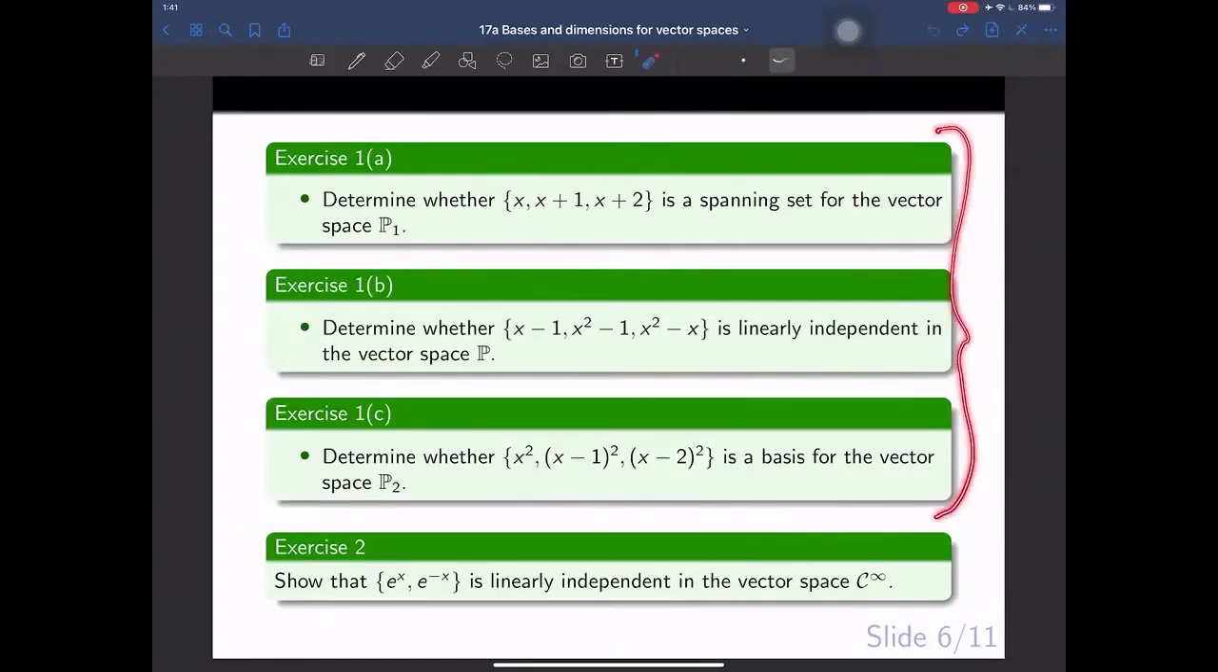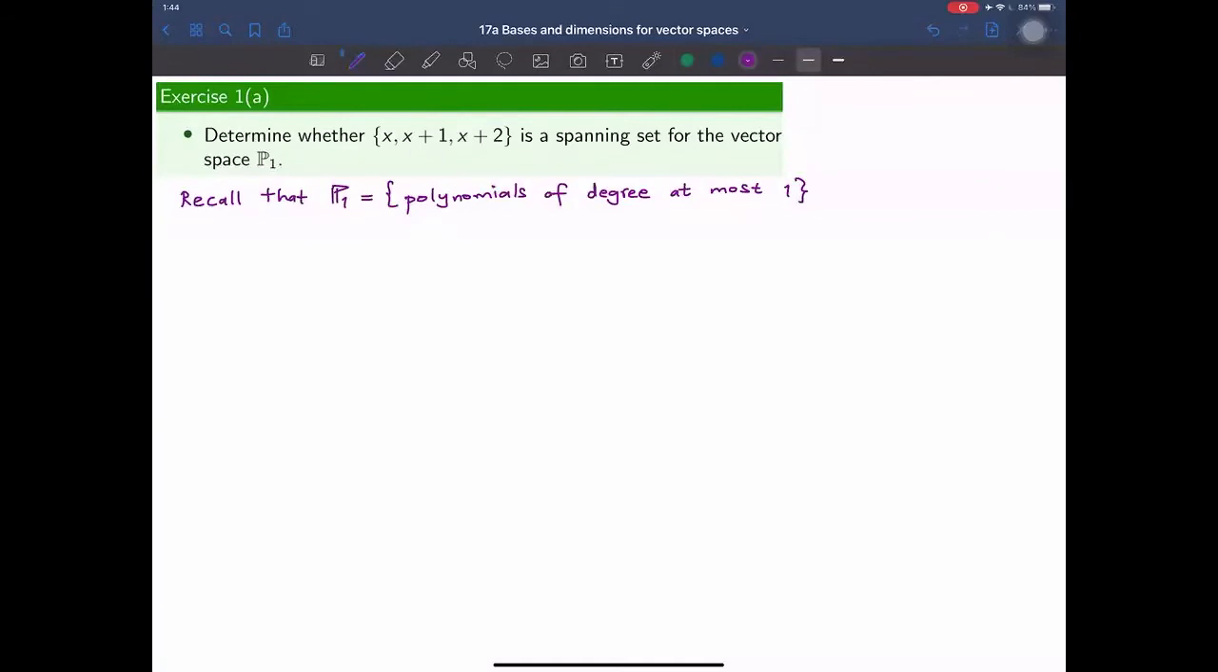In exercise 1, I will be working with polynomials. In this first exercise, I have a subset of polynomials in P1, and I want to check whether this set is a spanning set for P1. Recall first that P sub 1 is a set of polynomials of degree at most 1. So we can write every element in P1 as this polynomial for some numbers B sub 1 and B sub 0.